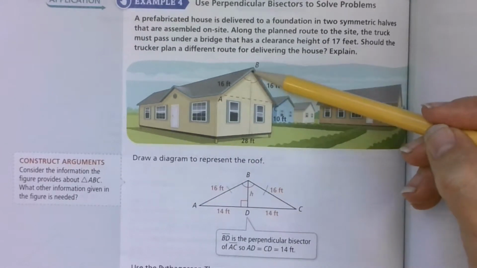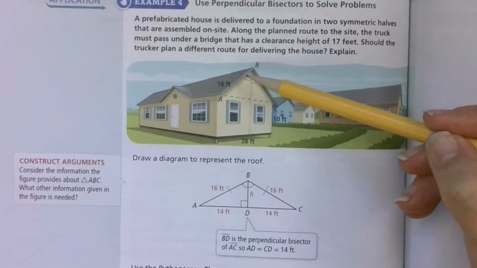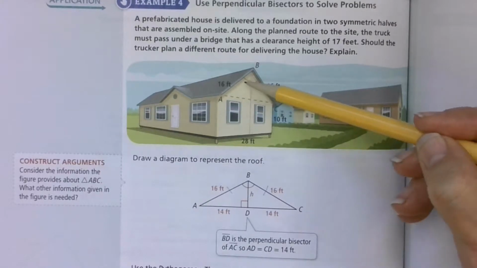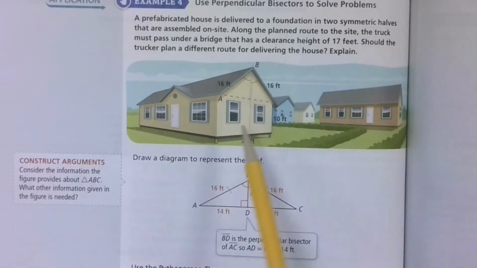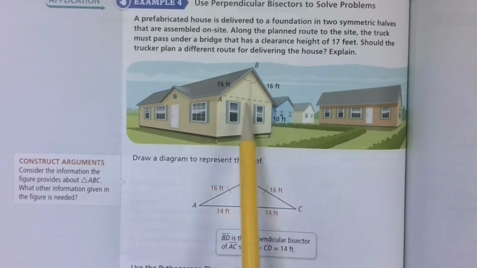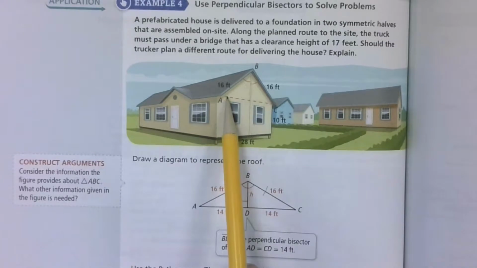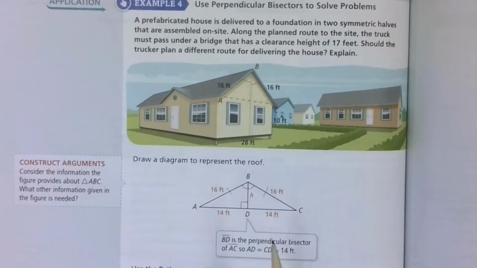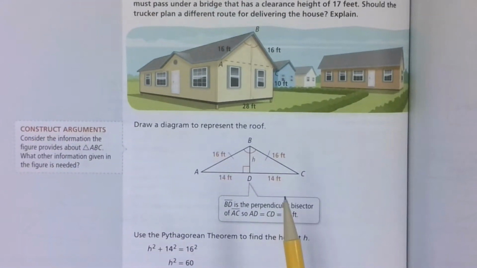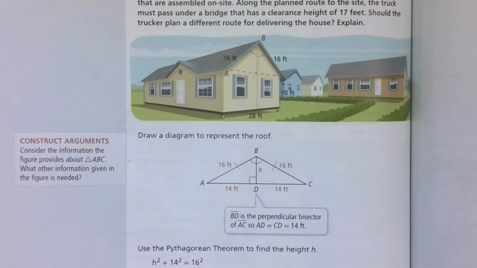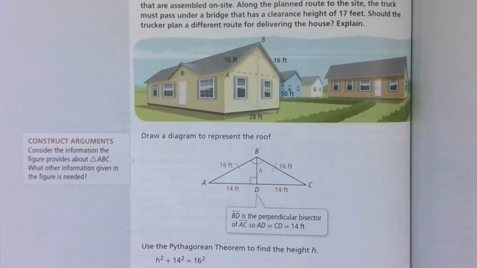If I bisect this vertex angle, that means these two sides are congruent and these two sides are congruent. If the whole thing was 28, now each of these is 14 and 14. They drew that in this drawing here. And so now we're just going to look at one triangle at a time.